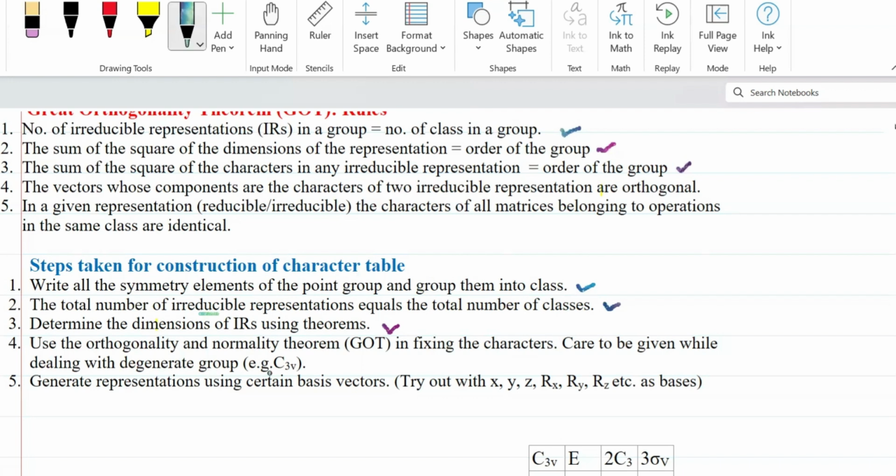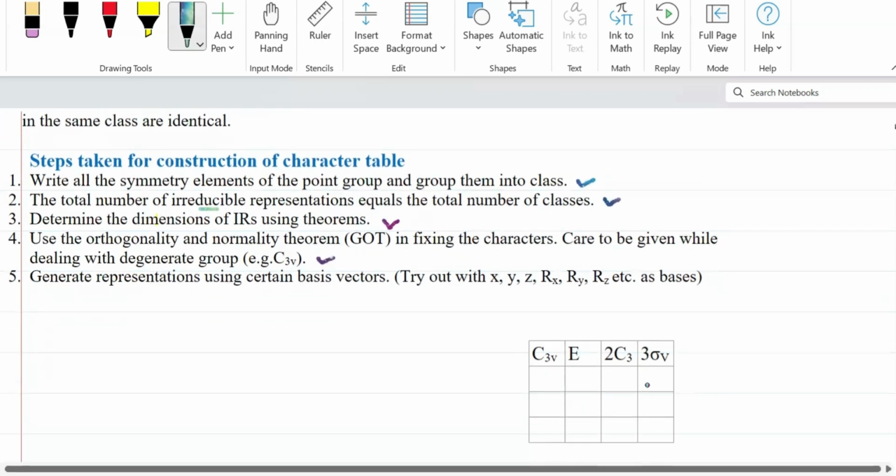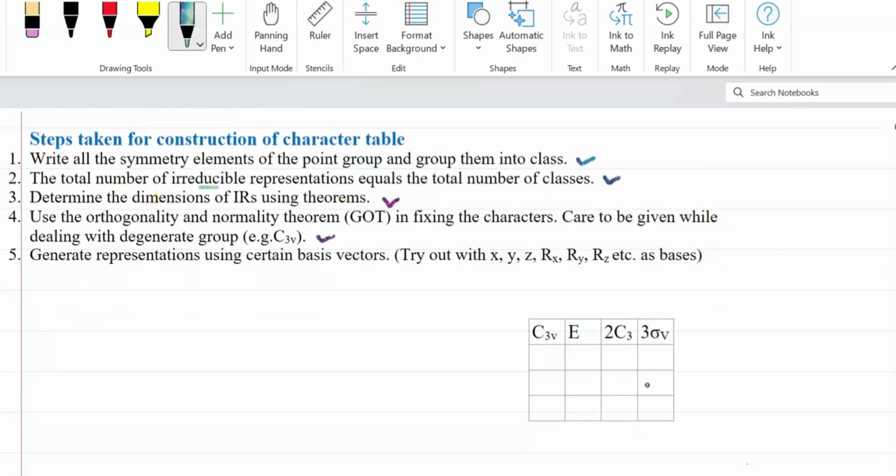While calculating for a degenerate group, care has to be taken that the number of symmetry operations in each class has to be considered. Then finally, the complete character table can be obtained by generating the representations using the basis vectors such as x, y, z, Rx, Ry, Rz, etc. So that we will get the complete character table. Then let us move on with the C3v point group.